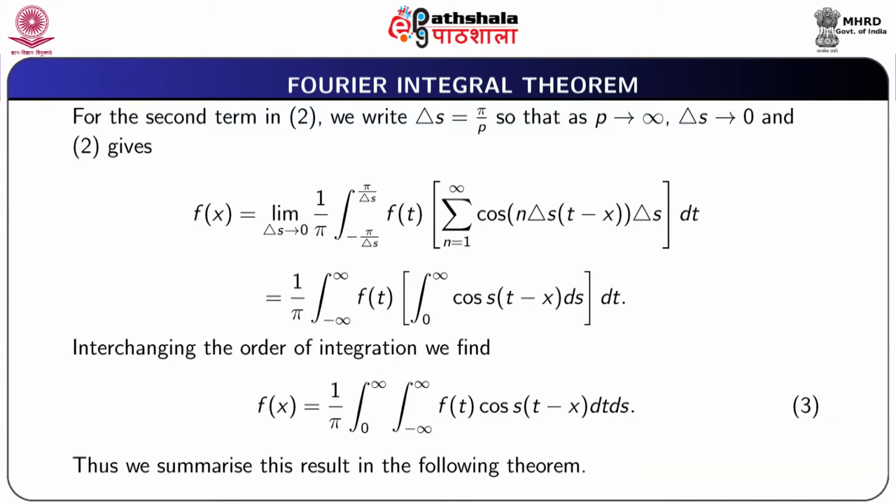Now, here we interchange the order of integration to find f(x) equal to 1 by pi integral 0 to infinity, integral minus infinity to plus infinity f(t) cos s(t minus x) dt ds. This representation of f(x) given by 3 has been obtained from the Fourier series.